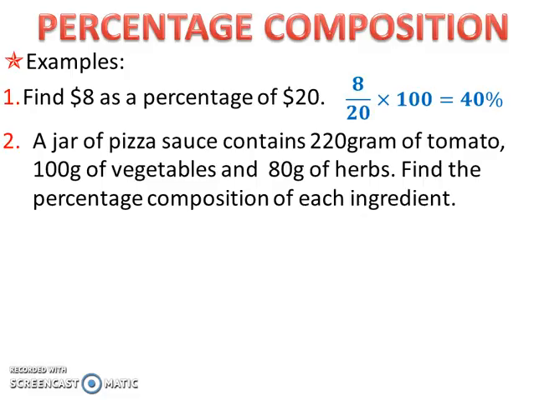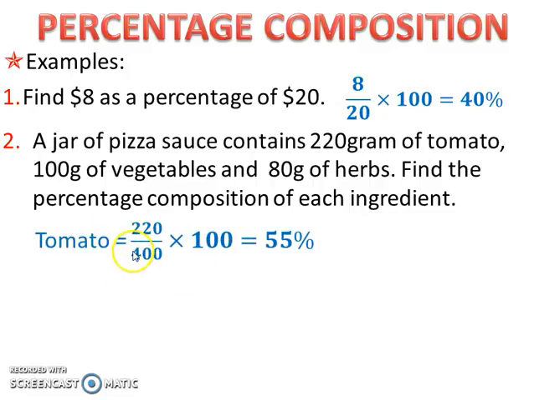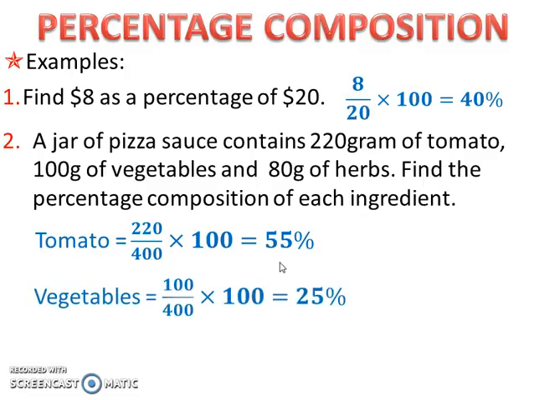A jar of pizza sauce contains 220 grams of tomato, 100 grams of vegetables, 80 grams of herbs. Find the percentage composition of each ingredient. So we need to find each one of the ingredients out of the total. So one at a time. For tomatoes, there's 220 grams out of the total 400, turning it into a percentage by timesing it by 100 to get you 55. For vegetables, there's 100 grams out of the 400.